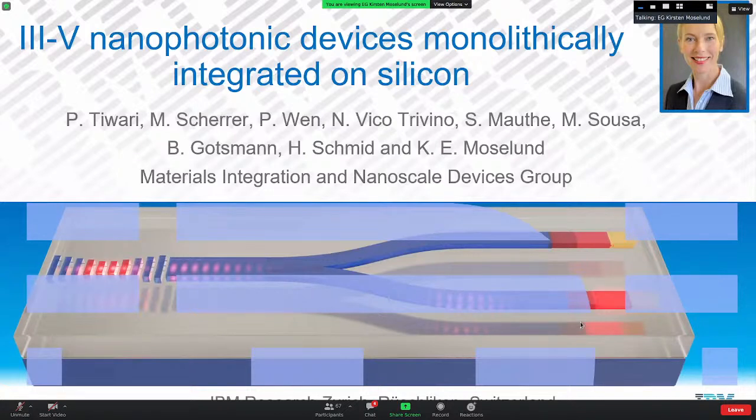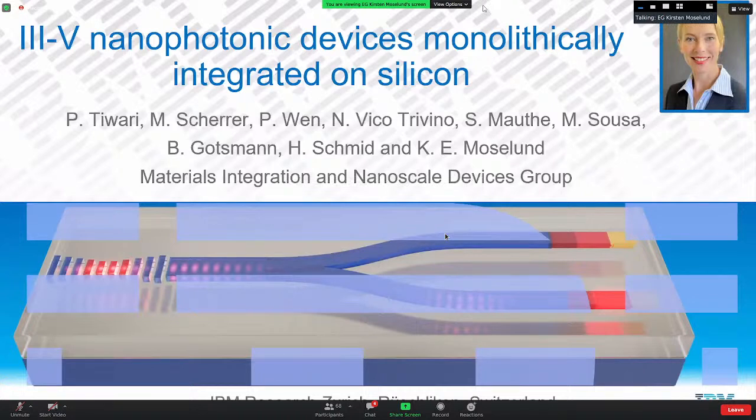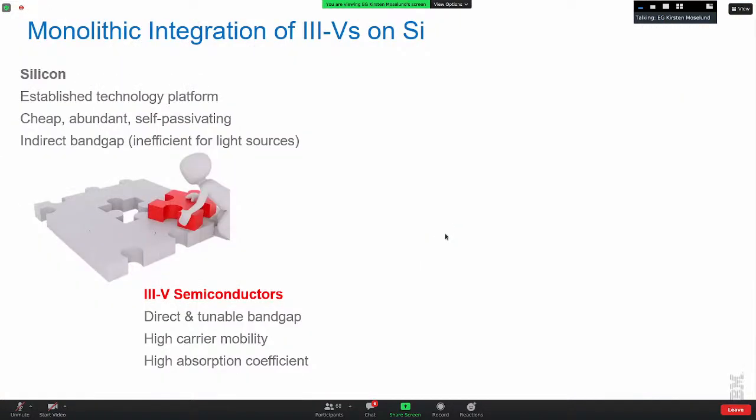I must also say it's very hard to take the floor right now after such a distinguished speaker and such a heart-reaching talk, I would say. But what I'm going to talk about today is actually not high power lasers. We're going to really go back and look more at some of the materials aspects, because this is what we're working on. As you mentioned, this is work done at the Materials Integration and Nanoscale Devices Group at IBM Research in Zurich. We are not too far from the ETH, but still more in an industrial environment.